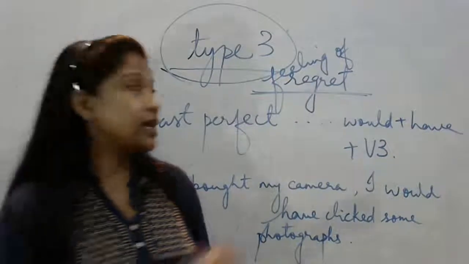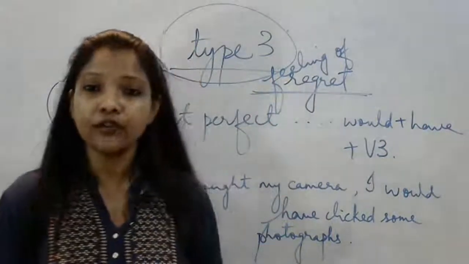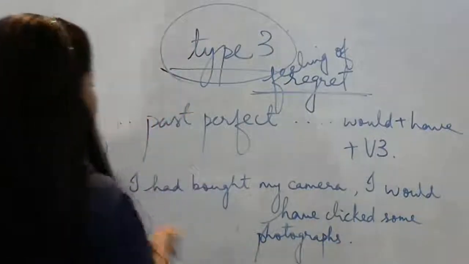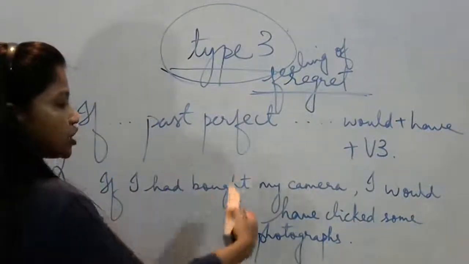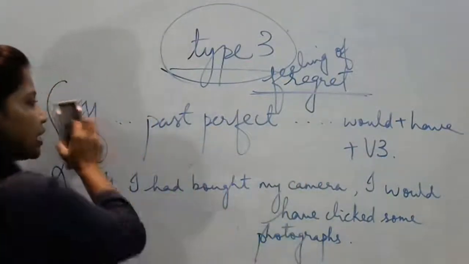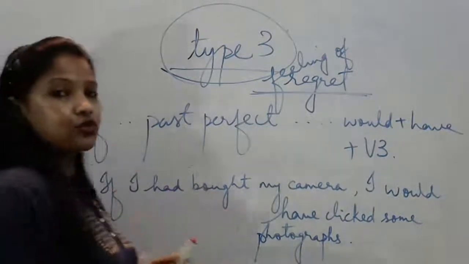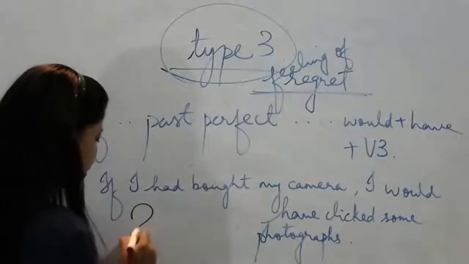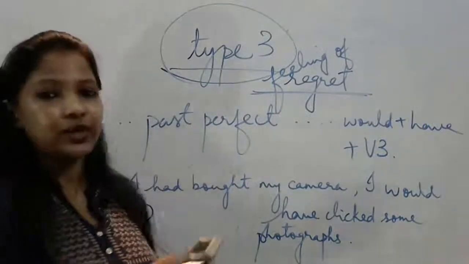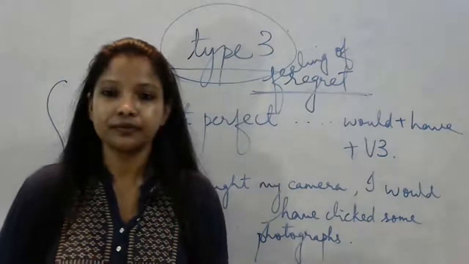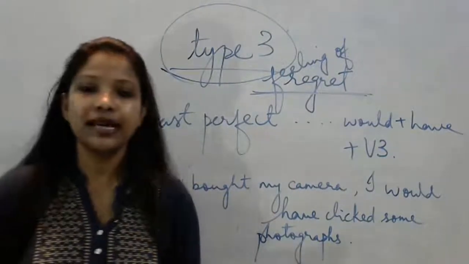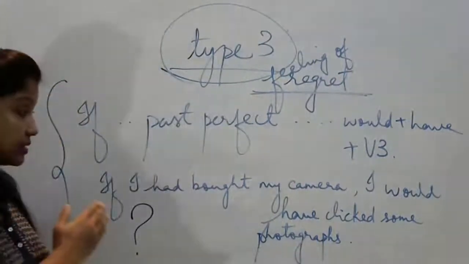So this type 3 goes under a feeling of regret. Now, coming to the same example that I have given, if I had bought my camera, I would have clicked some photographs, change it into a yes/no question. A yes/no question. The sentence is this.